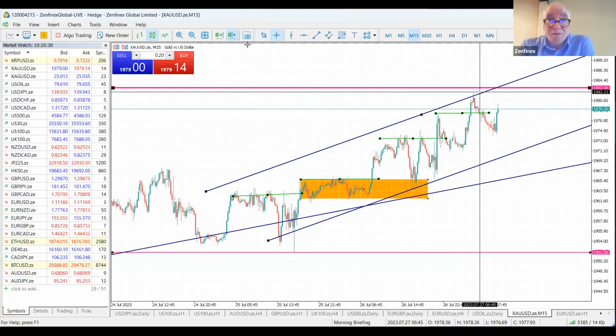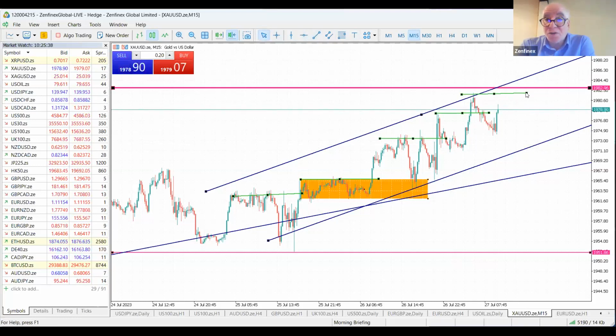So clearly now, right, what we're looking for is a breakout of this. So all this congestion now at the last previous high, the major resistance, the top of the channel, is creating a block. A block that we have to break through, right?